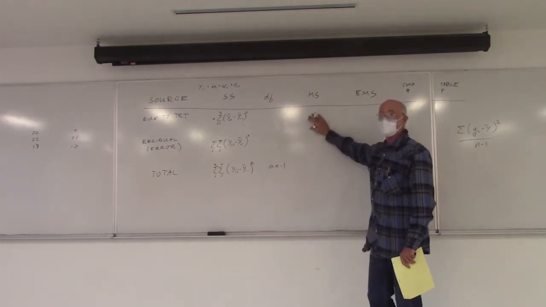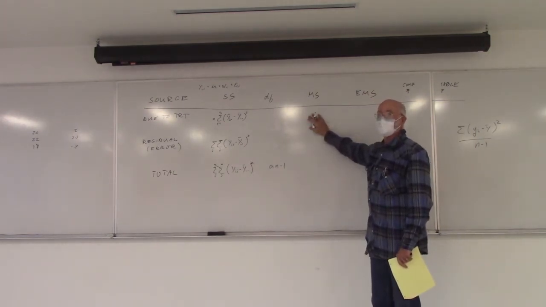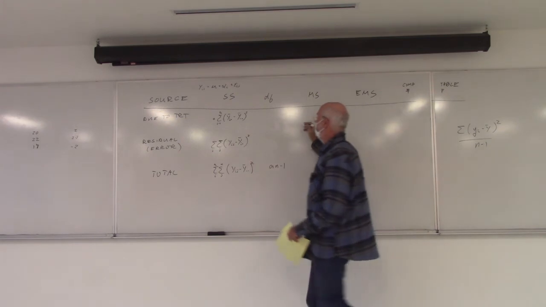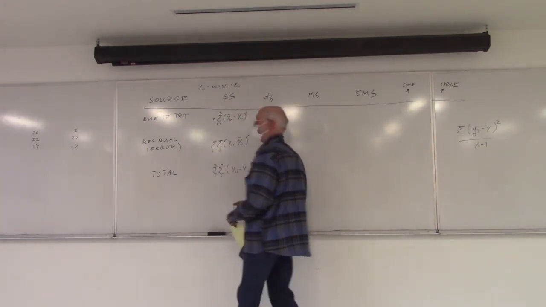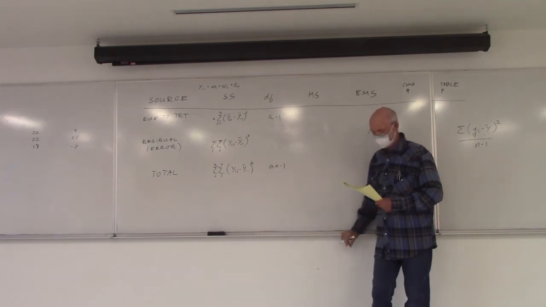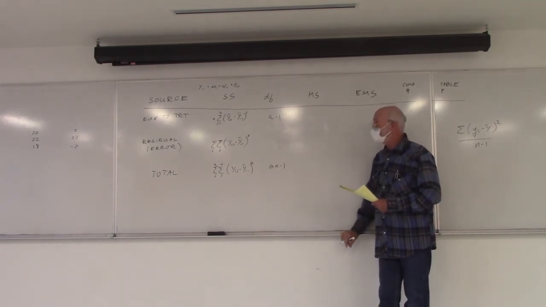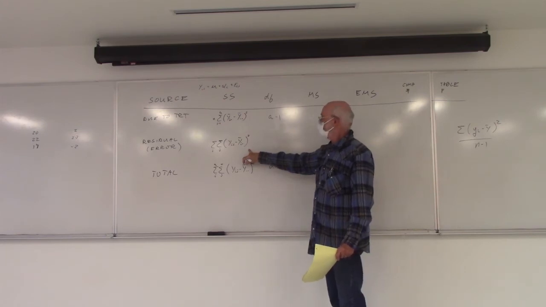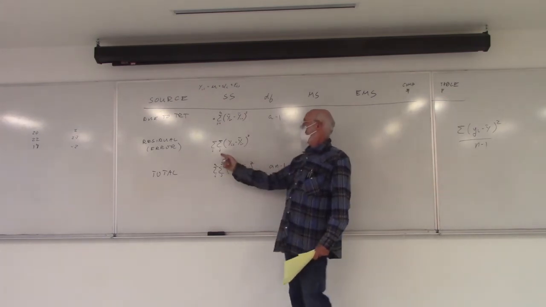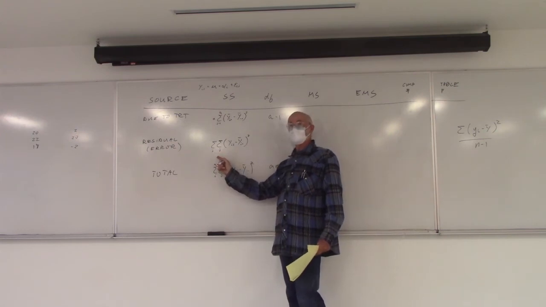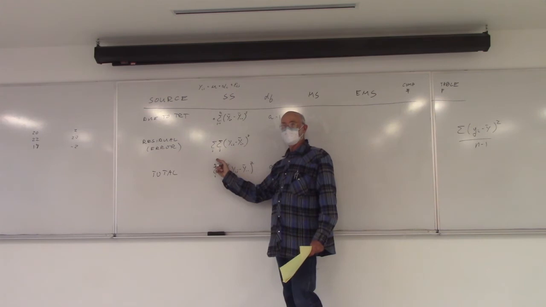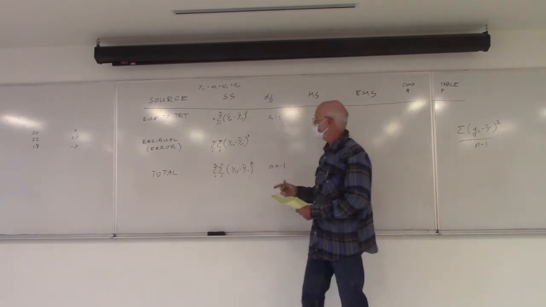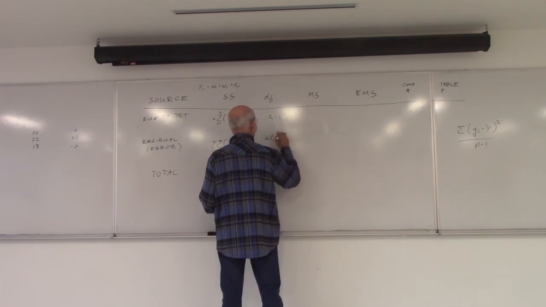How many alphas are there? How many treatments are there? There are a treatments. So we lose 1 degree of freedom for estimating that, so we have a minus 1. Now, what are we estimating here? The error term. We're estimating the error term within each treatment, for each treatment. So we have a times n minus 1.